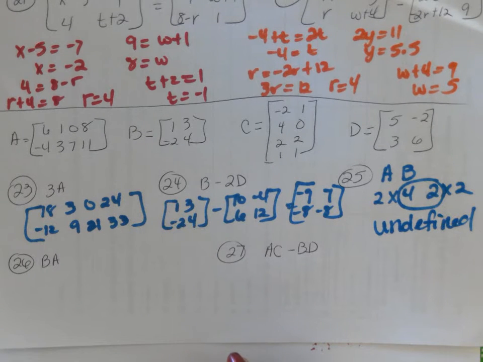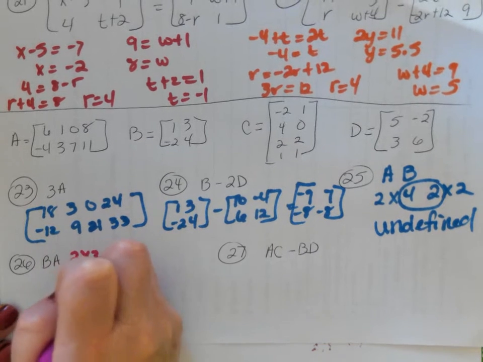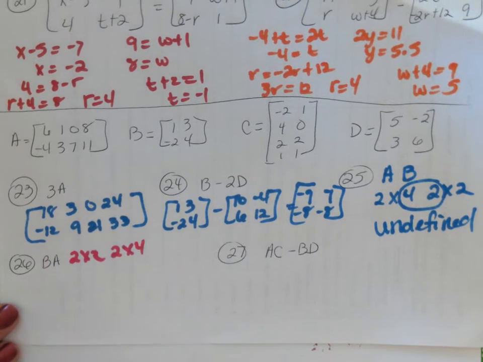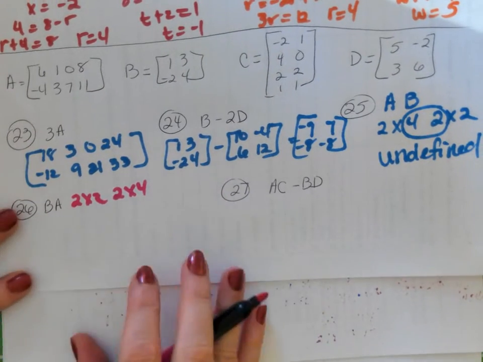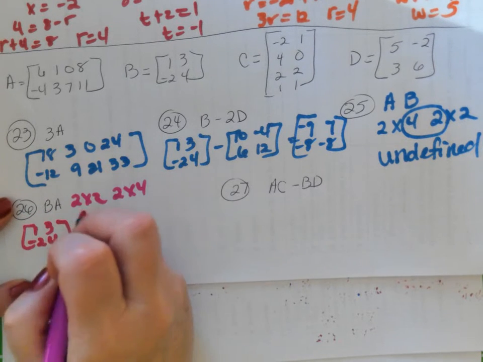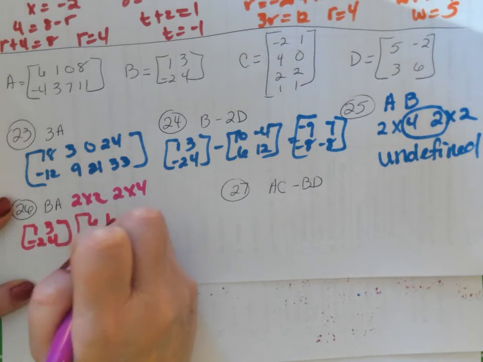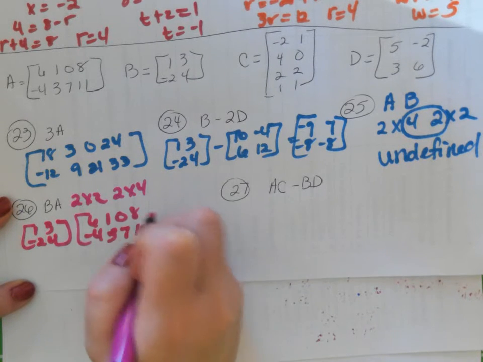Okay, however, look at 26. 26 reverses it and says, let's do B times A. Is that okay? Well, that would be 2 by 2 and 2 by 4, and that's okay. So I'm going to move this up a little bit so you have a little space here. Okay, my 2 by 2 is 1, 3, negative 2, 4. My 2 by 4 is 6, 1, 0, 8, negative 4, 3, 7, 11.